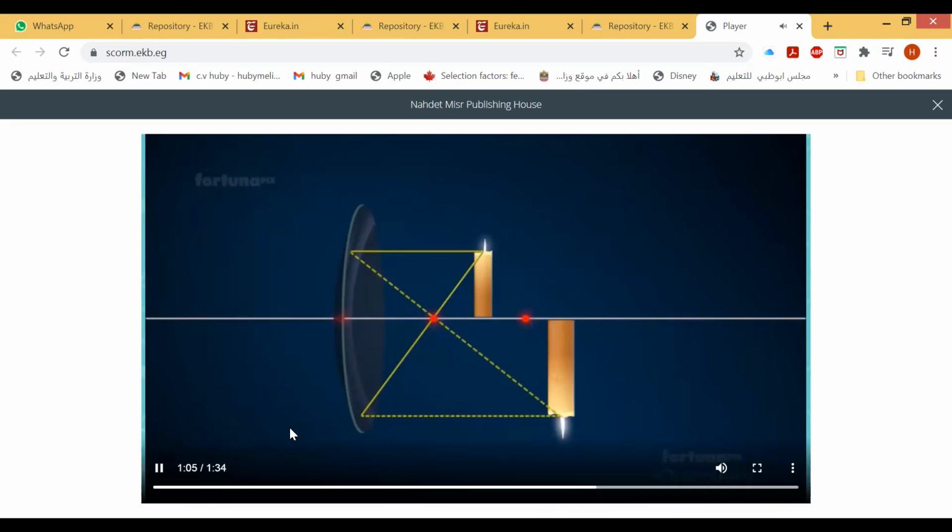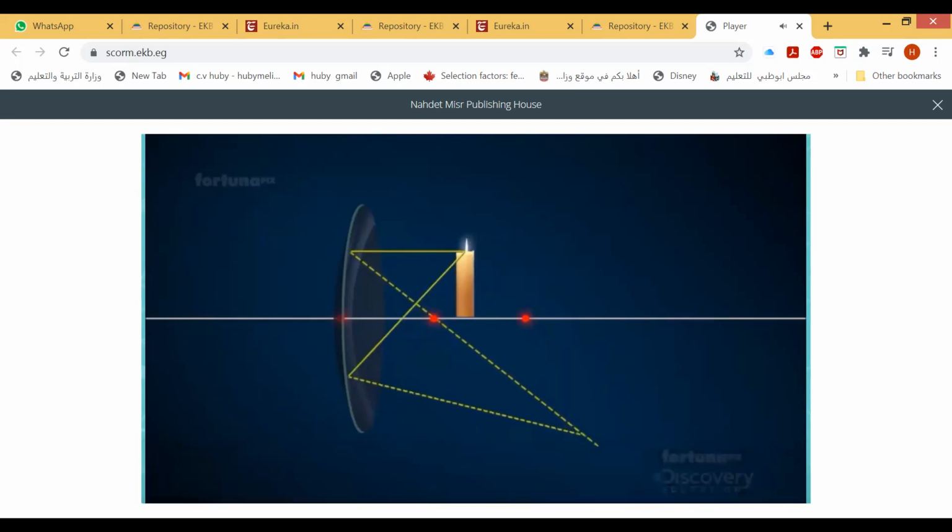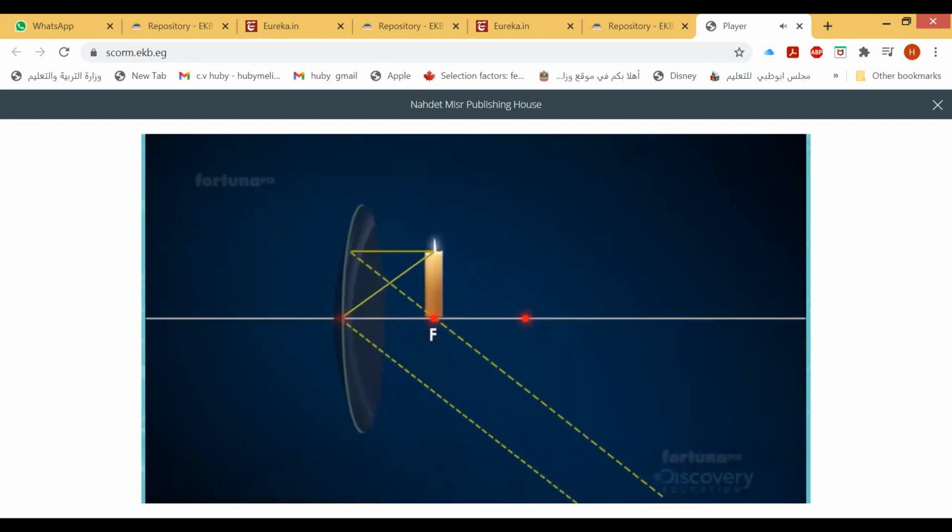If the object is moved closer to the mirror and placed at the focal point, the reflected rays will pass parallel to one another without converging and without forming an image.